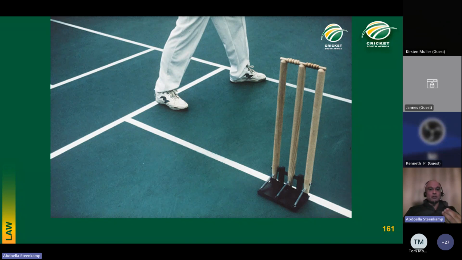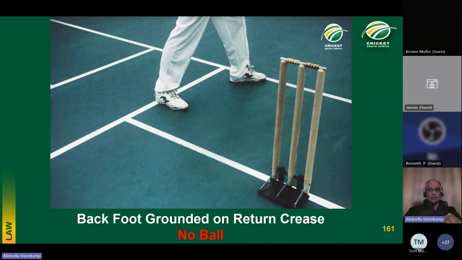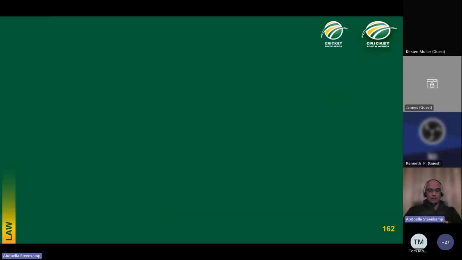Let's look at the back foot. Which crease is going with the back foot? The return crease. Is there any part of the back foot touching the return crease? Yes, there is. That's why this is a no ball, because the back foot is touching the return crease.